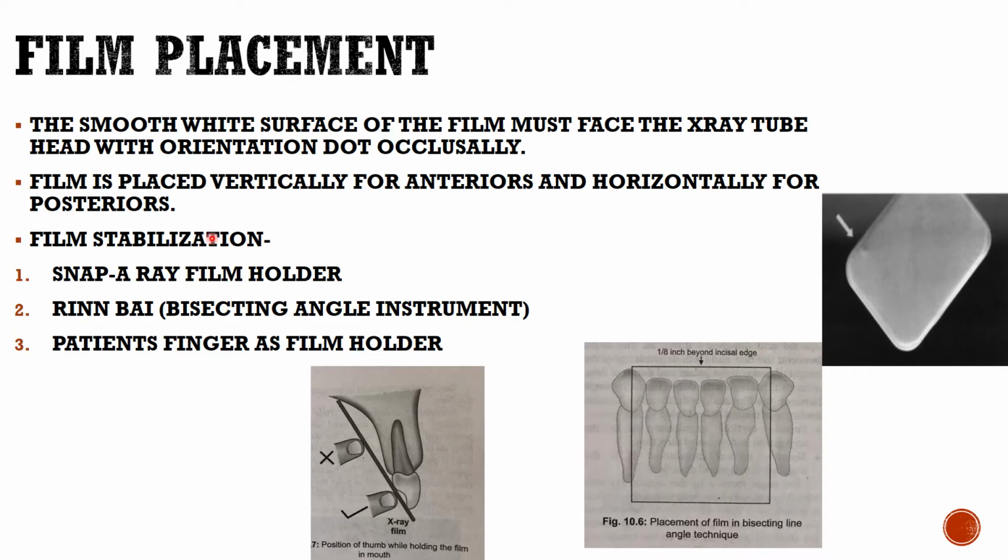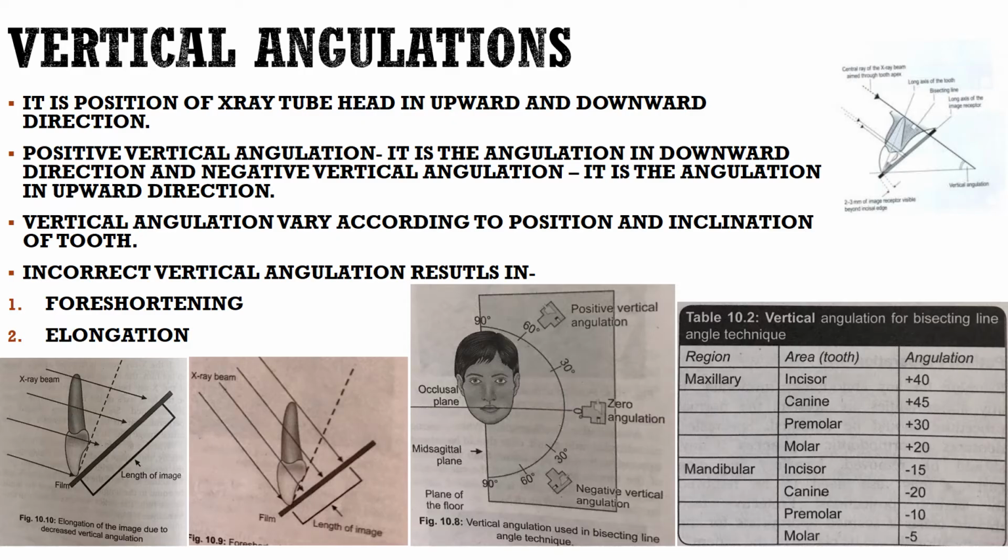So this is all about the film placement, how you're going to place the film in a bisecting angle technique. Next is the vertical angulation. So what is this vertical angulation? It is the position of the X-ray tube head in the upward and the downward direction. So how exactly you're going to place the X-ray tube head, which direction?